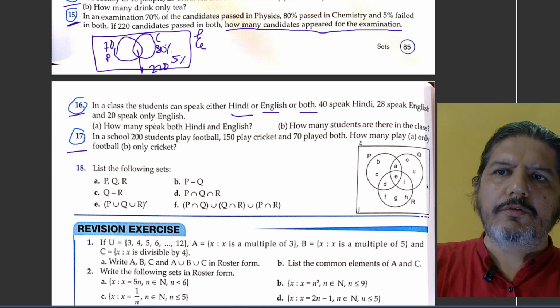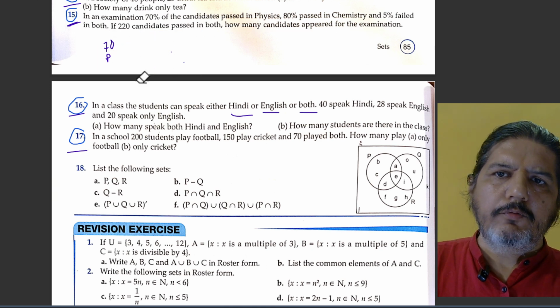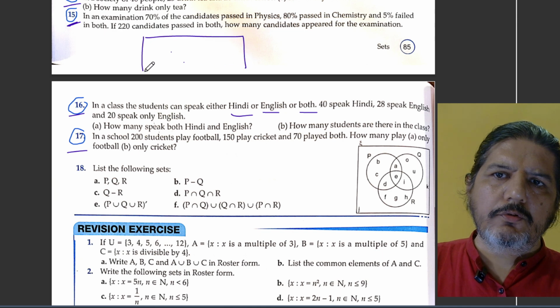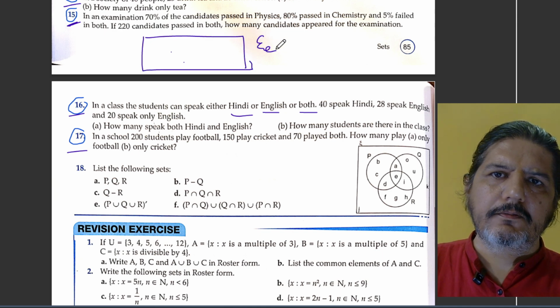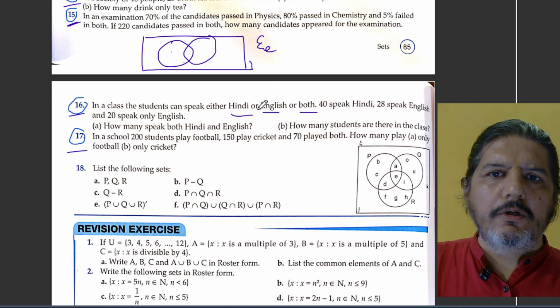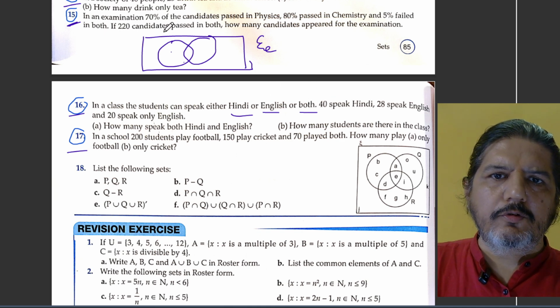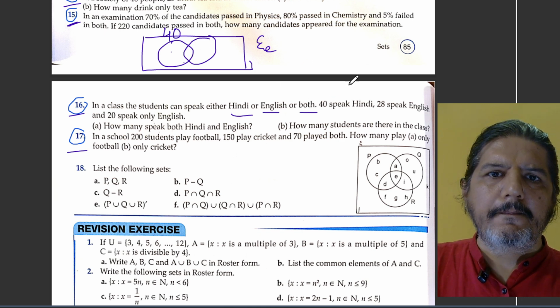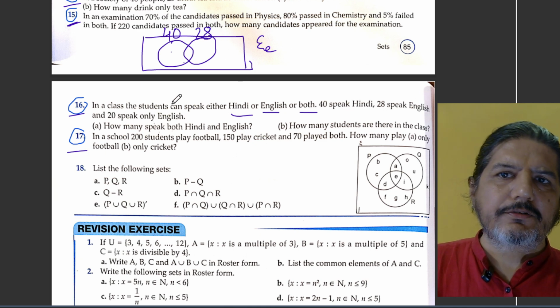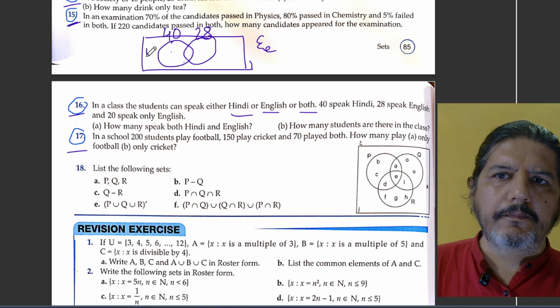So this is how the situation will look. We are talking only of two languages, Hindi and English, so this would be my universal set. 40 speak Hindi, so these would be the 40 speaking Hindi. 28 speak English. And 20 speak only English. So this is Hindi, this is English.